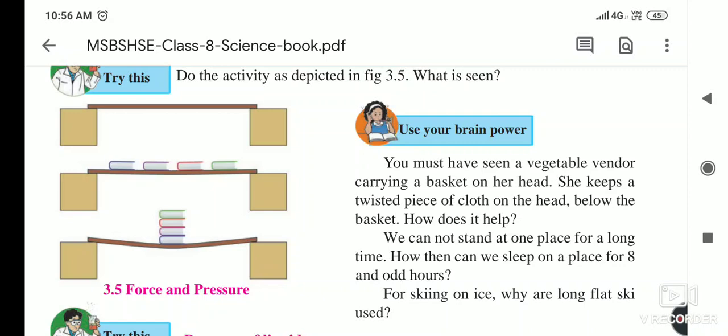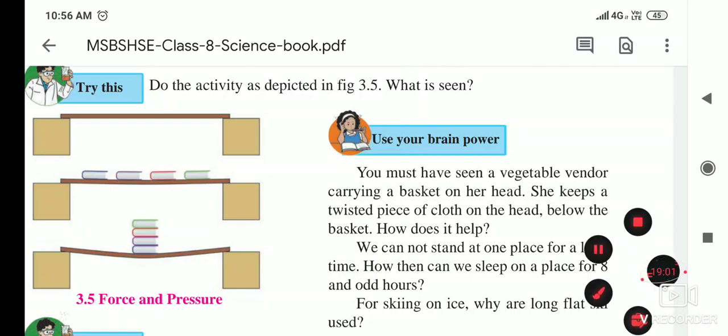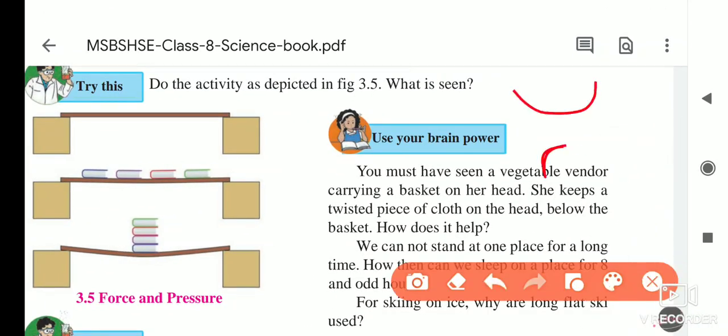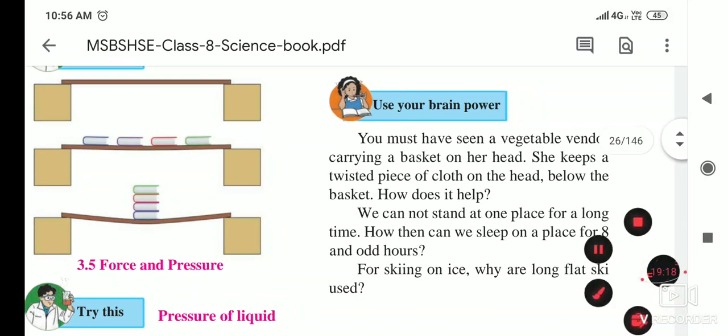Okay, afterwards here are some use your brain power questions. You must have seen the vegetable vendor carrying a basket on her head. She keeps a twisted piece of cloth on her head below the basket. Suppose this is the basket, and that lady keeps one cotton ring-like structure on her head. Why does she keep this type of ring? You have to find out the reason behind it. We will discuss it in our next lecture.